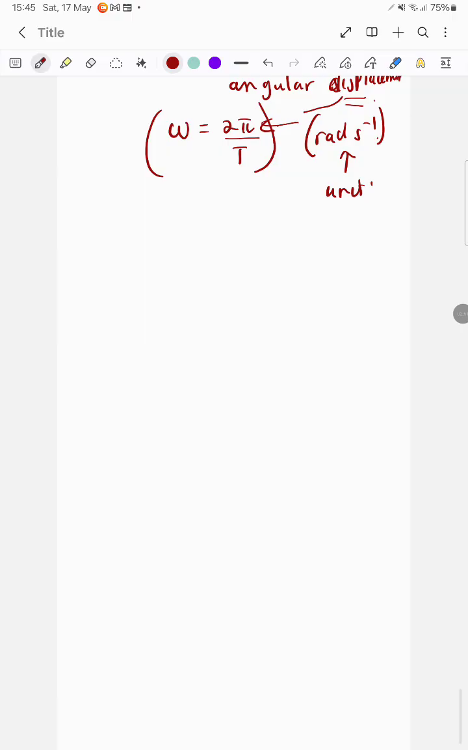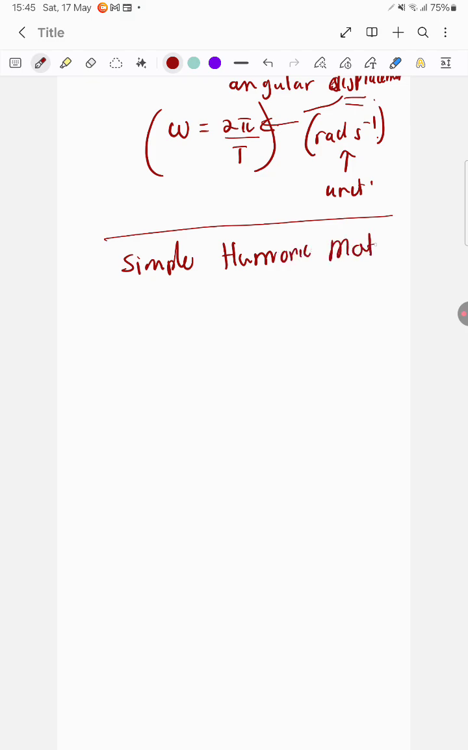Moving on. Now let's define what simple harmonic motion is. What do you think of when you think of simple harmonic motion? What does that mean to you? Simple harmonic motion, like perfect oscillations. Yeah, that's good. I like that. Perfect oscillation. That's a good one.